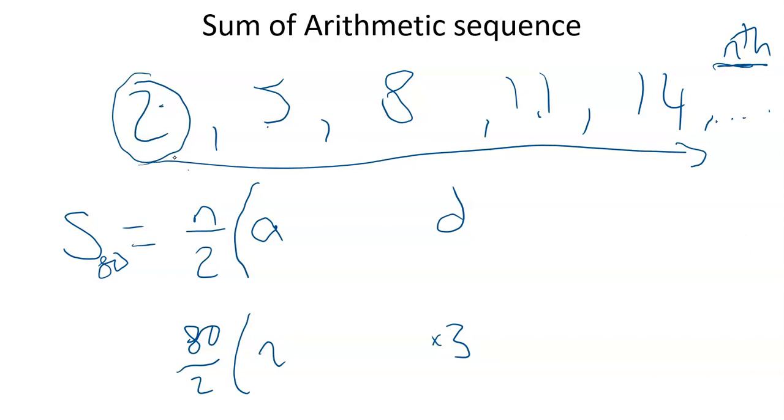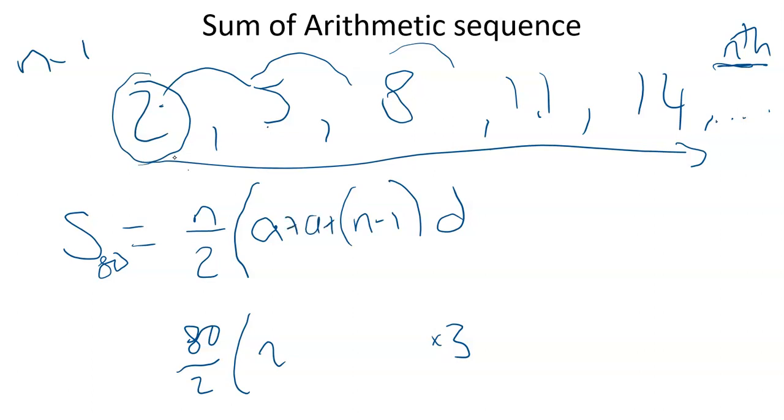So the difference between these is n minus 1. So I need n minus 1 threes adding on to the first term to get the last term. So that is the first term, and the last term is the first term plus n minus 1 of these differences. Okay, and we can simplify that to what we had at the beginning, which is a plus a is 2a.